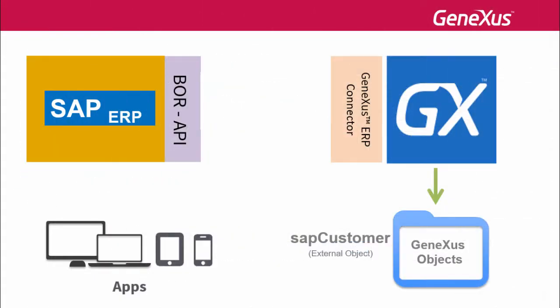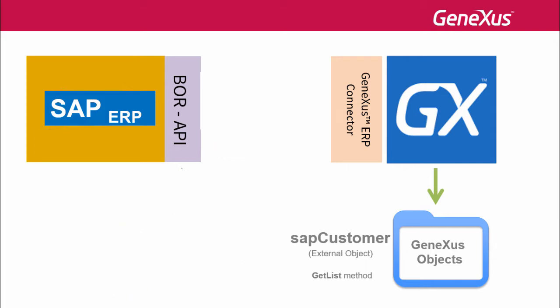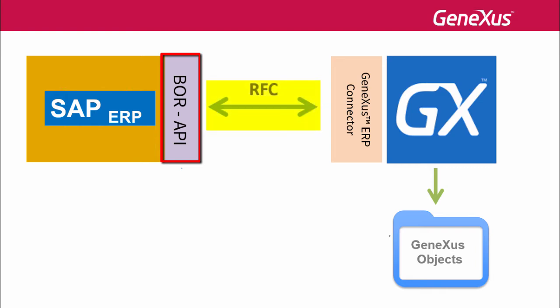When the application is generated, this invocation is translated into the RFC call to the corresponding SAP ERP BAPI. In this example, the BAPI is customer with its getList method. This BAPI effectively implements and runs the access to the ERP database, returning the list of clients that is later displayed on the device screen. The question that arises is this: how do we import those BAPIs into GeneXus in order to use their methods?